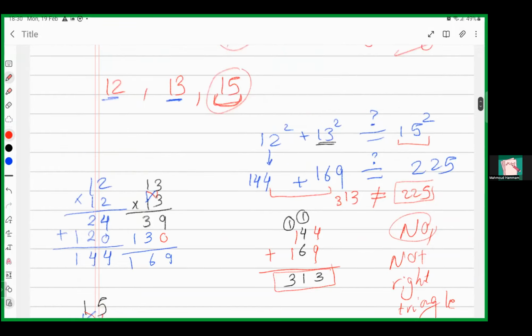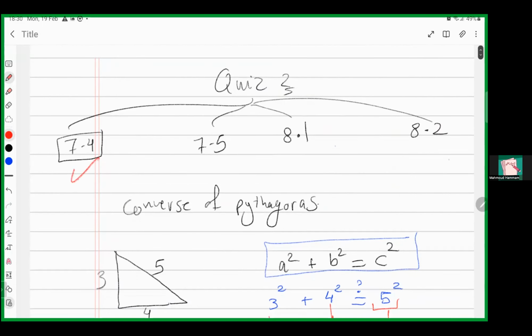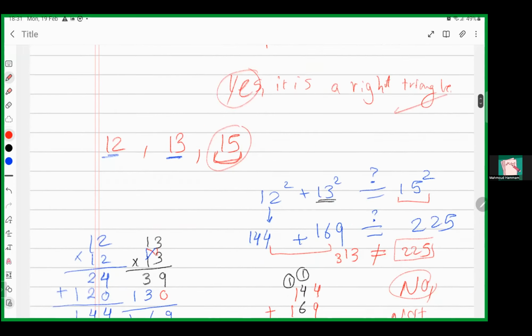Okay, so we're done with the first lesson, which is 7.4. The second lesson, 7.5, just has one rule, but take care of it.